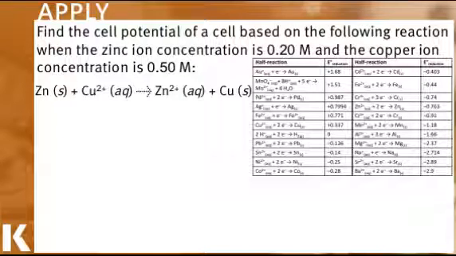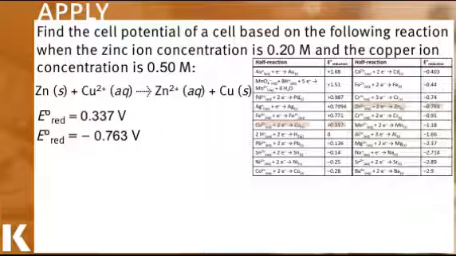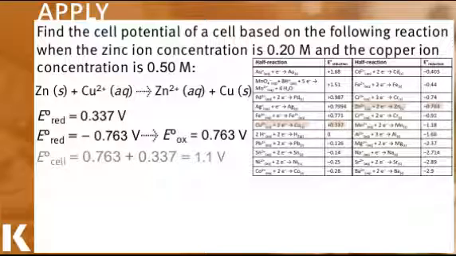This one provides you with the entire reaction, meaning that you have to complete the extra step of breaking the reaction down into half reactions and finding their respective reduction potentials from the table. Since, according to the overall reaction, zinc is being oxidized, flip the sign to get an oxidation potential of 0.763 volts. Then, add them together to get a standard cell potential of 1.1 volts.